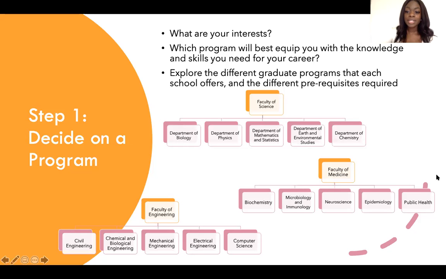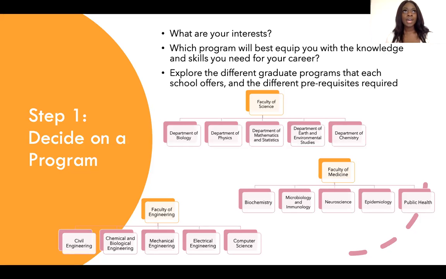Typically in Canada, you have your faculty, and there are different faculties in different schools. So you have the Faculty of Science, Faculty of Engineering, Faculty of Medicine. And within each faculty, you have different departments. So for example, in the Faculty of Science, you have the Department of Biology, Department of Physics, Department of Math and Stats, Earth and Environmental Studies, and then Chemistry, whereas in the Faculty of Engineering, you have different engineering disciplines like civil engineering, chemical and biological, mechanical.